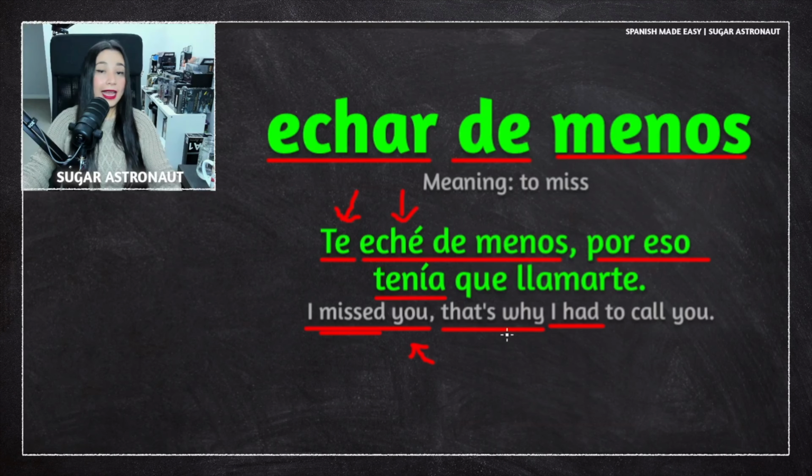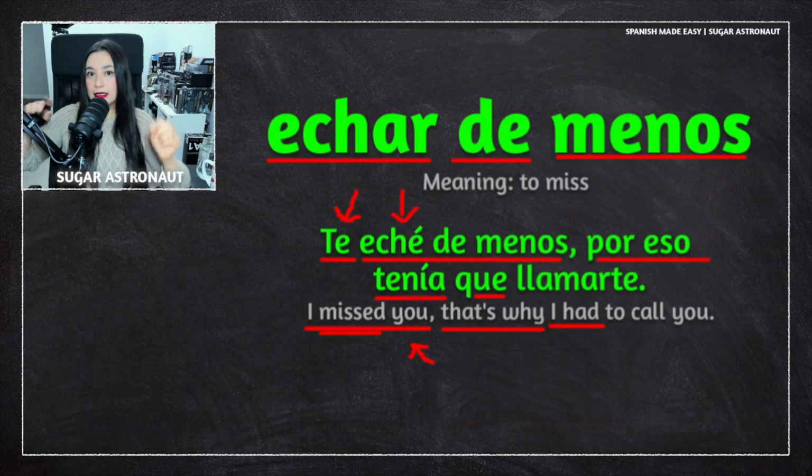And tenía means I had. When you add que right after tener, because tenía comes from the verb tener, which means to have. Tenía is past tense. I had. Yo tenía. If you want to add more to the phrase, to the sentence, then it's a common thing to do.